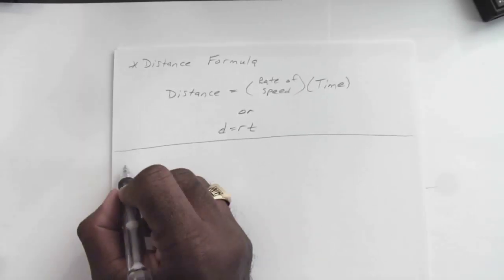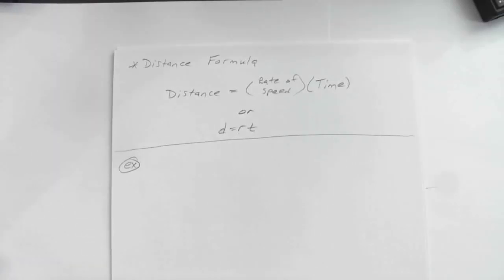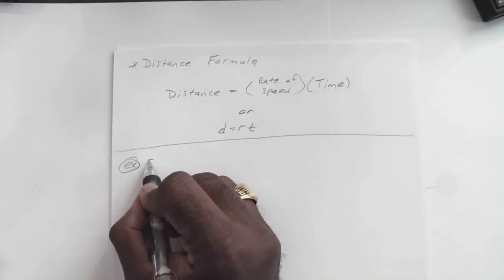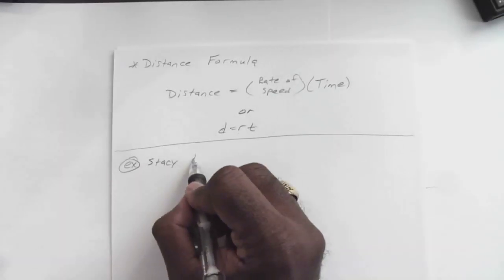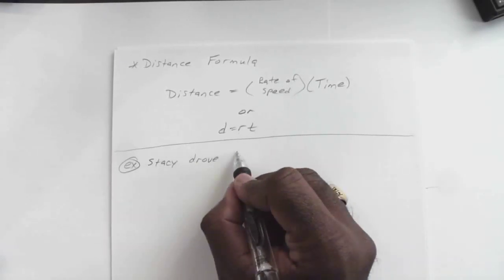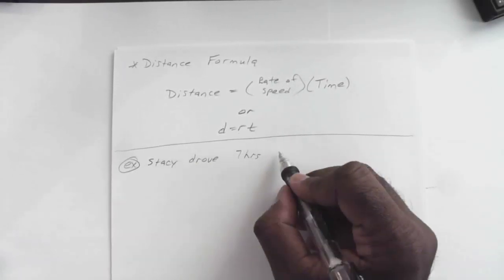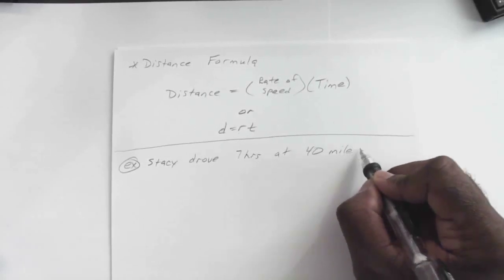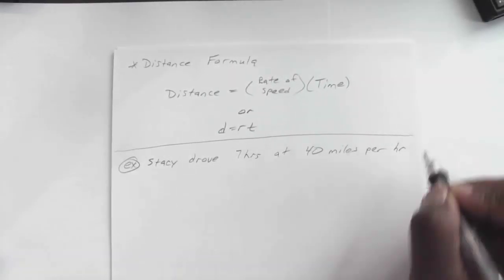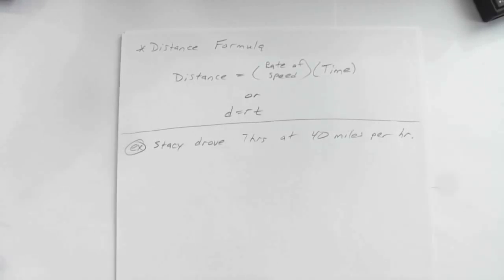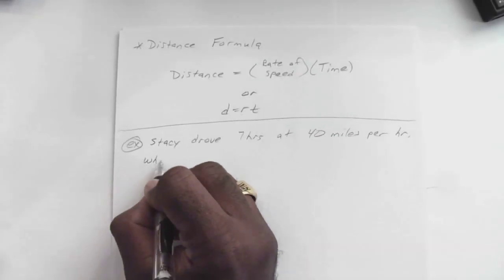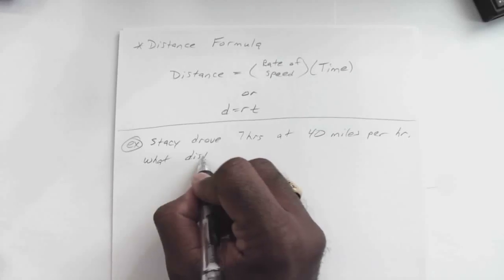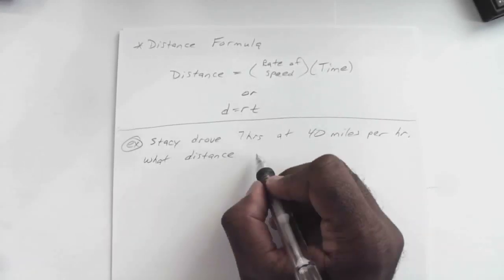Okay, so let's say, for example, say Stacy drove 7 hours at 40 miles per hour. What distance did she travel?